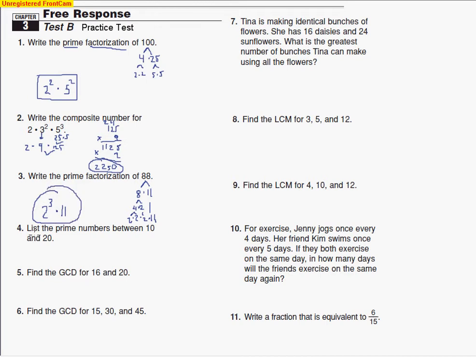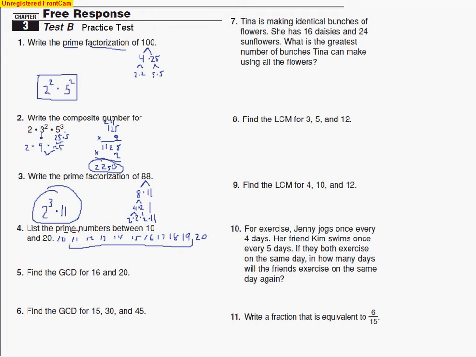Here it says list the prime numbers between 10 and 20. If you weren't sure, just list these numbers. Here's 10. So between these numbers, 10, 11, 12, 13, 14, 15, 16, 17, 18, 19, and 20. Between means these numbers right here. So I'm looking at these values. I need to find the prime numbers. Well, prime numbers are ones that only have factors of 1 and itself.